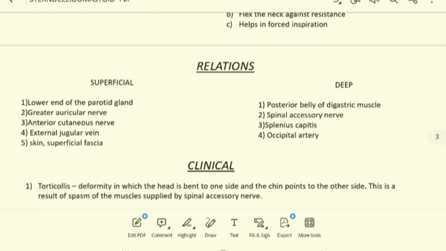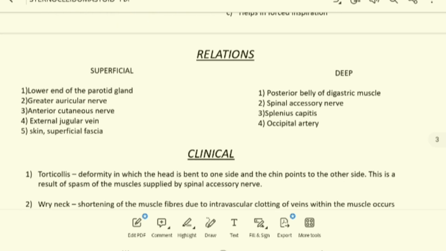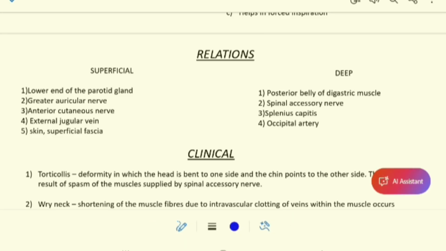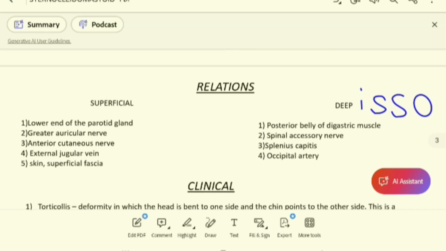Now, coming to the relations. We have the superficial relations and deep relations. In superficial relations, we have the lower end of the parotid gland, greater auricular nerve, anterior cutaneous nerve, external jugular vein, skin and superficial fascia. Now coming to the deep relations, I have this thing for you. Yeah, so now coming to the deep relations.